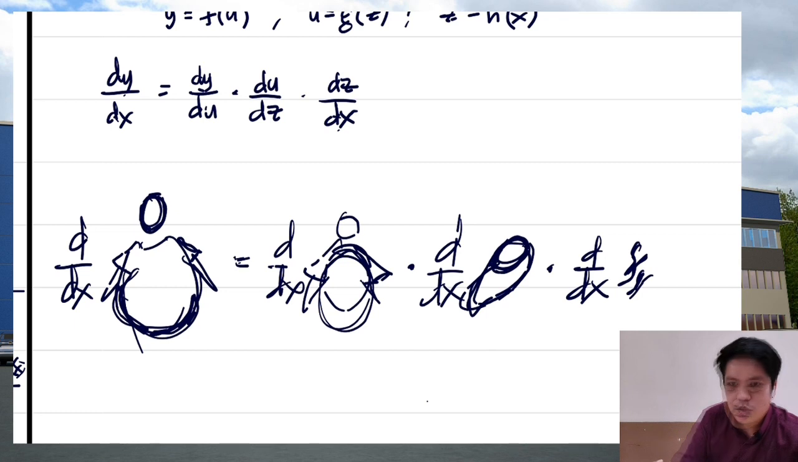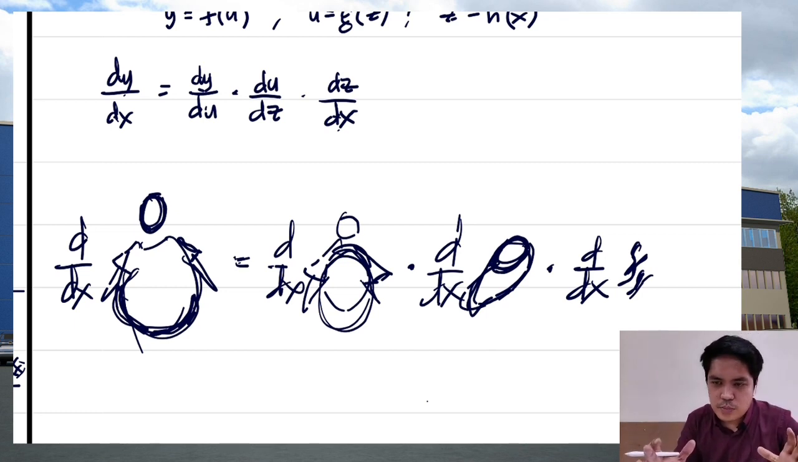Ganon. So, parang ganon yung chain rule. The derivative of the whole function times the derivative of the function within that function times the derivative of the function within that function within that function.